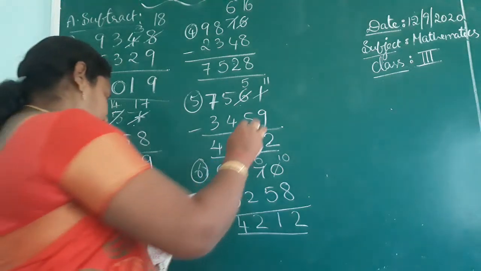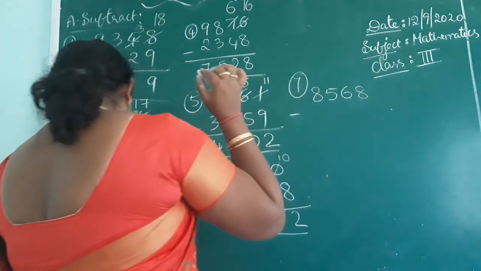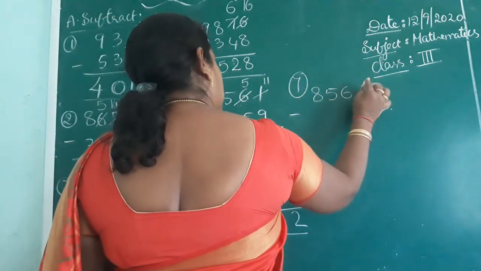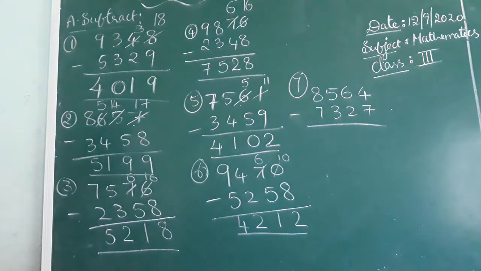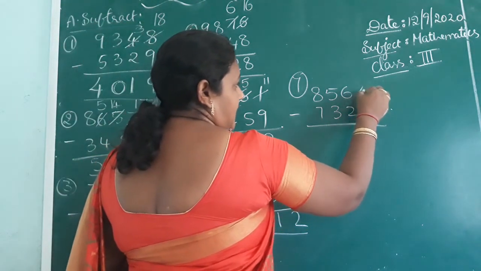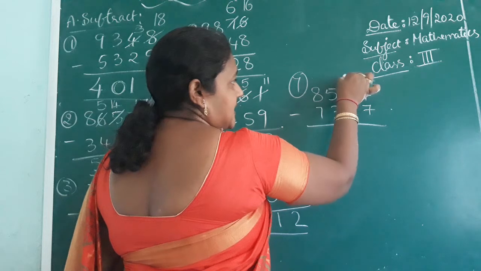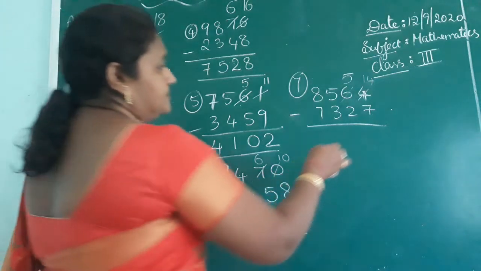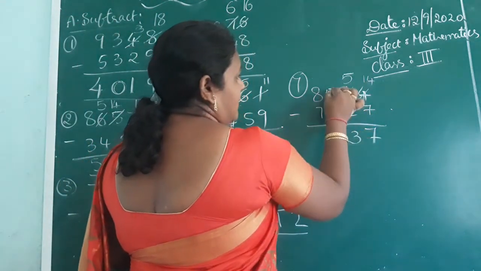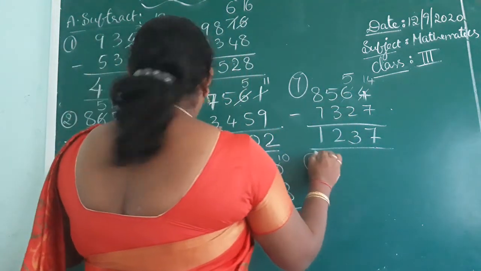See the seventh one, children. 8568 minus 7324. See the first number, 4 minus 4. Is it possible to borrow 4 minus 7? No. Subtract 4 minus 7? No. So you have to borrow, 10 plus 4, 14. And this number becomes 1 less, now it is 5. So 14 minus 7. What is 14 minus 7? 7. 5 minus 2, 3. 5 minus 3, 2. 8 minus 1, 7. 8 minus 7, 1.